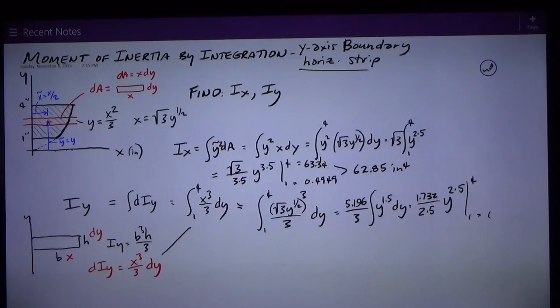At 1 it evaluates to 0.6928. At 4 it evaluates to 21.17. Therefore the difference, the answer, is 21.48 inches to the fourth. So you see it's about 1/3 of what Ix is, because the distribution of the spread from the y-axis is a lot bigger than the spread from the x-axis.